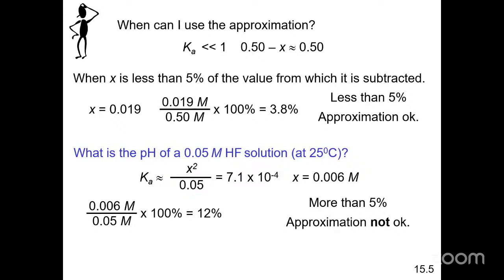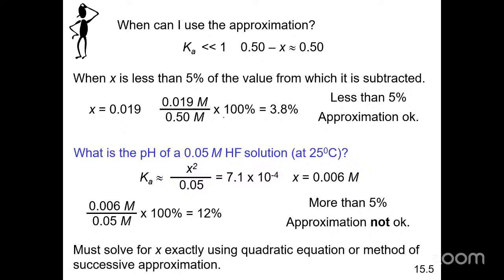And what that means is you'd have to go back to the original setup where you had x squared over 0.05 minus x equals 7.1 times 10 to the minus 4. So you have to go back to this right here and solve for x the long way. You have to do some cross multiplication and distribution and all that good stuff from your algebra class. And you're going to end up with a quadratic equation, and then you're going to solve for x. And x will give you the concentration of H plus, and then you can find the pH.